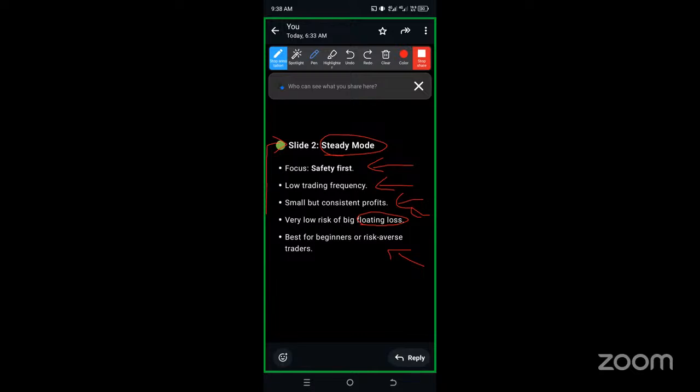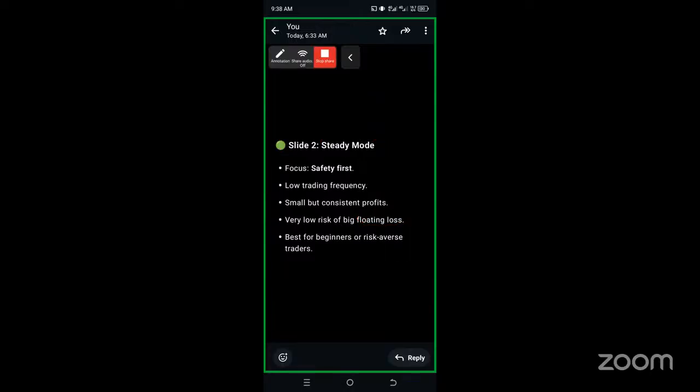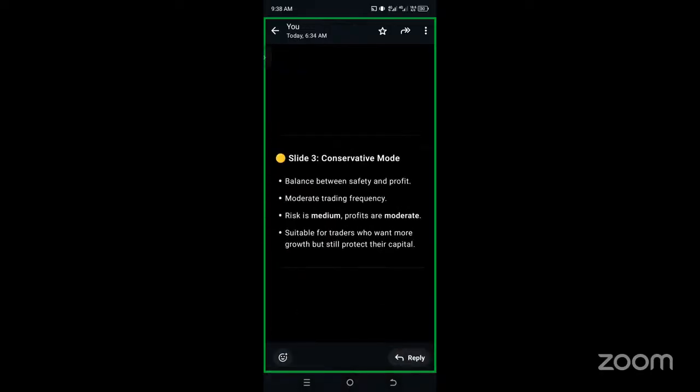We will see placements where those 3 modes are, so that when you want to choose, you can choose one. So this is slide number 2, where we are talking about steady mode. So we come to the next mode.